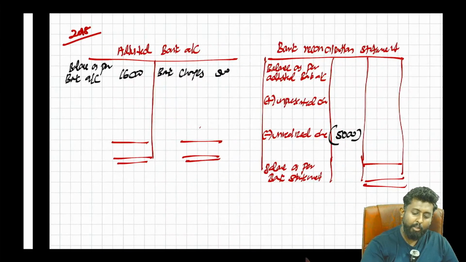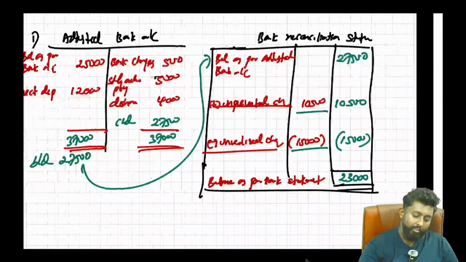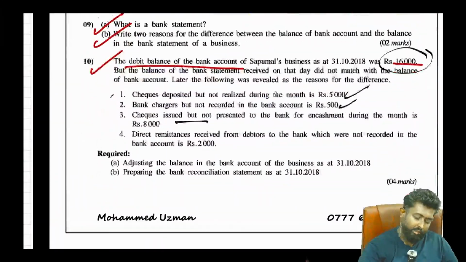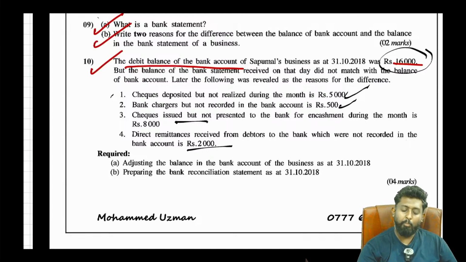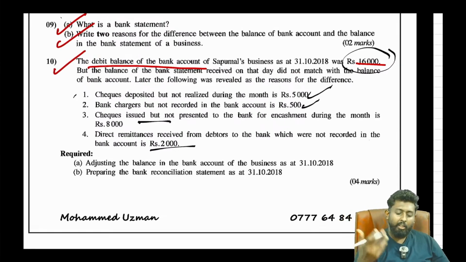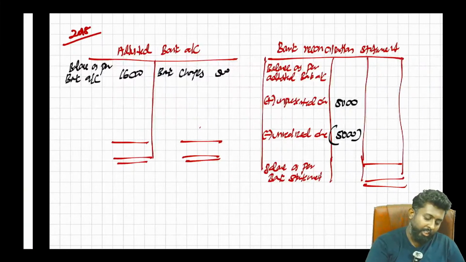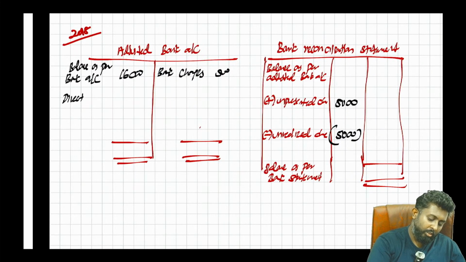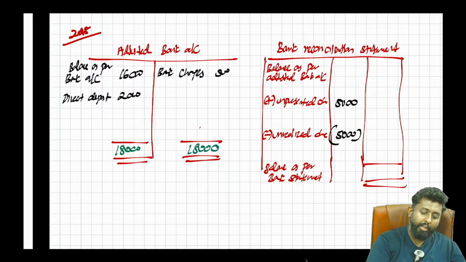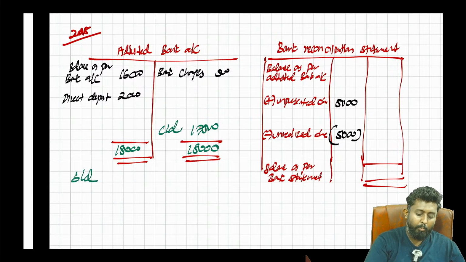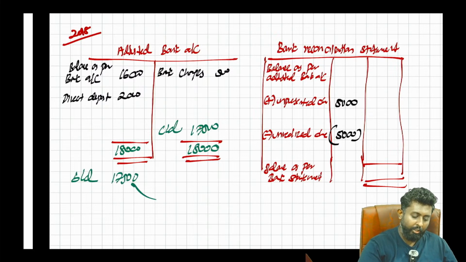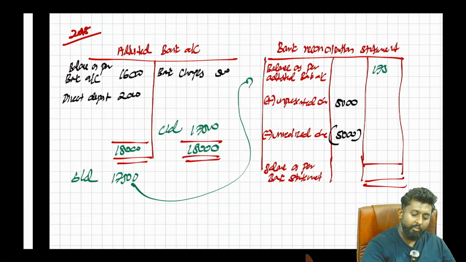Next one, checks issued but unpresented 8,000. Unpresented checks 8,000. Final reason is, what is it? Direct remittance received from the debtors to the bank not recorded. So direct remittance or direct deposit 2,000. So look, in no time it is also done. 18,000. If you minus 500, 17,500 carried down, putha, then brought down 17,500. This balance you record here, 17,500.